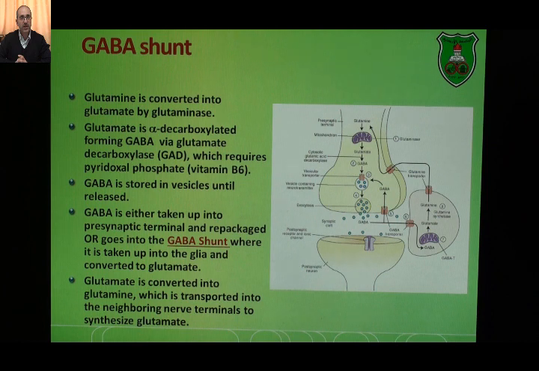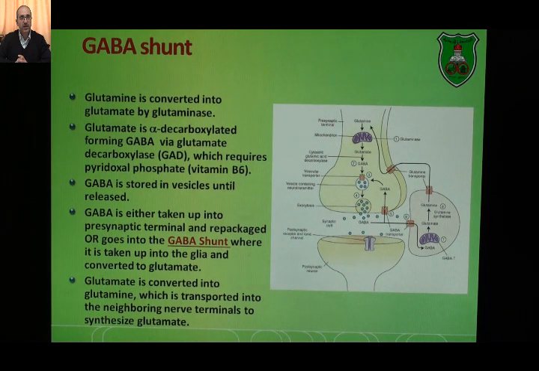GABA can then be stored into vesicles until released, in a similar mechanism as all of the other small molecule neurotransmitters. Once released, GABA is taken up into presynaptic cells and repackaged, or it can go into the GABA shunt, where it's taken up by the glial cells. In glial cells it's converted to glutamate. Glutamate is converted to glutamine. Glutamine is released from the glial cells and taken up by the neuron. Again, it's converted to glutamate, same process as before. So the idea of a GABA shunt is basically to preserve GABA as much as possible, and this takes place in the glial cells.